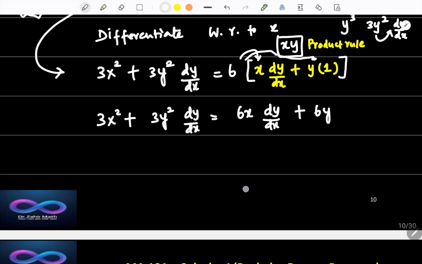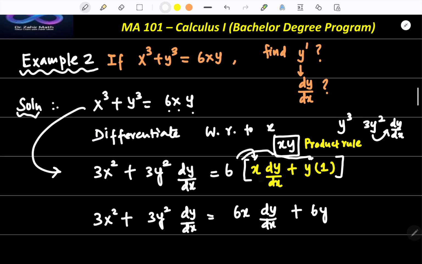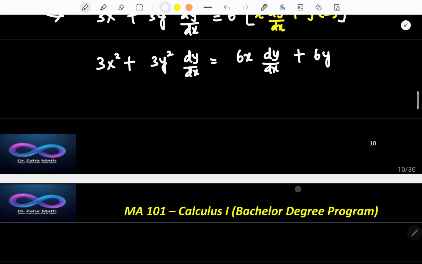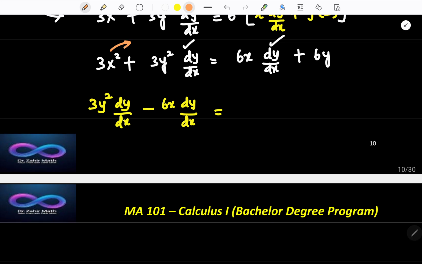Clear everybody? Now what is our question? Our question is to find y dash. Y dash means you are going to find dy by dx. So keep all the dy by dx terms on one side and the remaining terms on the other side. That's the point I said in the beginning of the video. So this is dy by dx, this is dy by dx. Keep them on one side: 3y square dy by dx and then minus 6x dy by dx. The other side we are bringing 3x square, and already 6y is here, so 3x square plus 6y. It goes to that side with a minus sign, sorry.